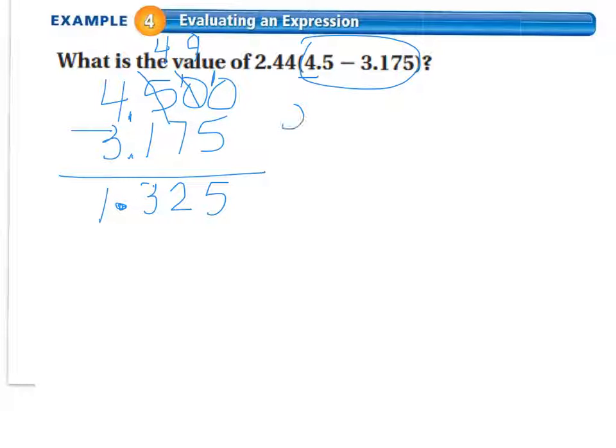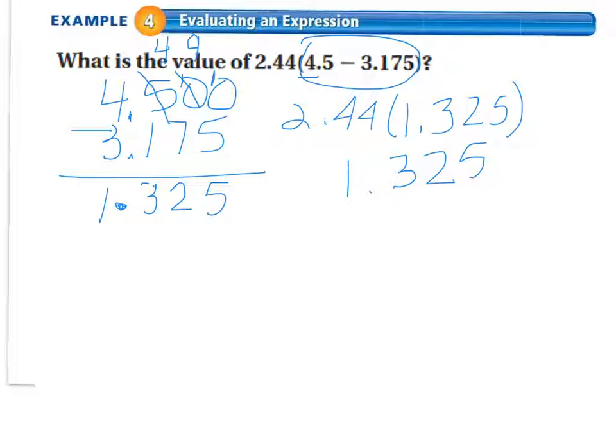So my expression now would look like this: 2.44 times 1.325. I would never do multiplication in a horizontal state like that, so I'm going to rewrite them, and now I'm going to think, okay, I'm multiplying. The order doesn't matter. I'm going to write the number with the most digits first. For me, that is easiest to multiply. 1.325 times 2.44.